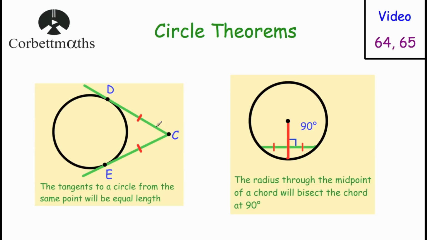Okay, two more interesting circle theorems are, if you've got a point, the two tangents from that point to the circle will be the same length. As you can see here is this point C, and you can draw two tangents to the circle that meet at D and E, and the lengths of CD and CE will be equal to each other. And then finally, if you've got a chord, the radius that cuts that chord in half will meet the chord at 90 degrees, like so.